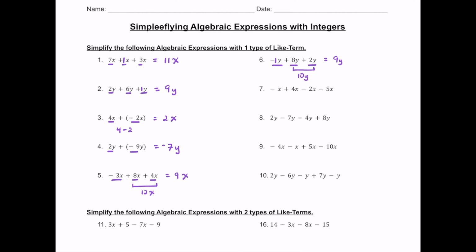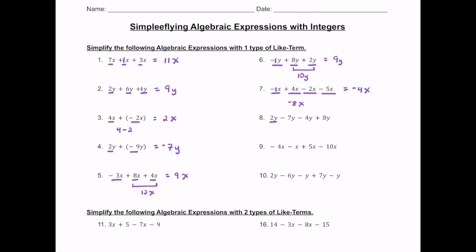For number 7, we have a few negative ones. So we have negative 1. I'm going to combine that with negative 2 to make negative 3x. I'm going to combine that with a negative 5x. So altogether, that's going to be negative 8x if I add all the negative ones together. But I still have to add on this positive 4. So negative 8 plus 4 is going to be negative 4. So negative 4x would be the most simplified expression.